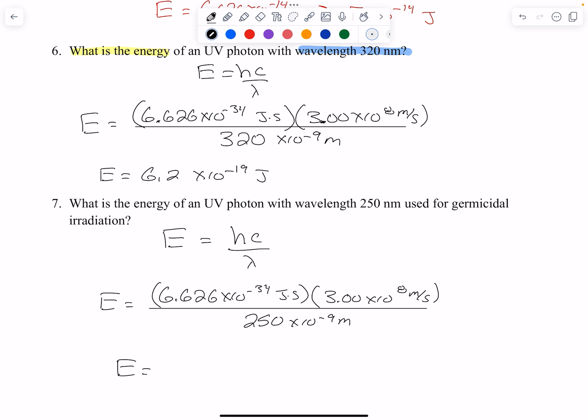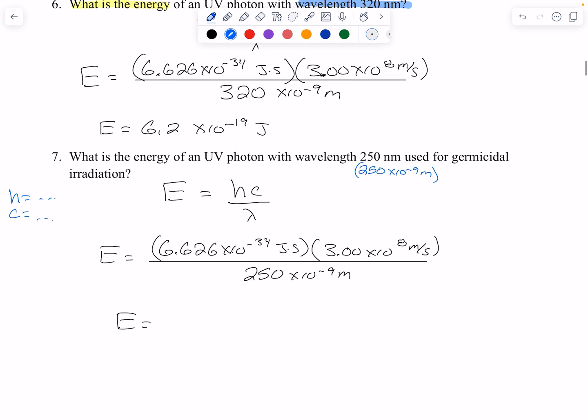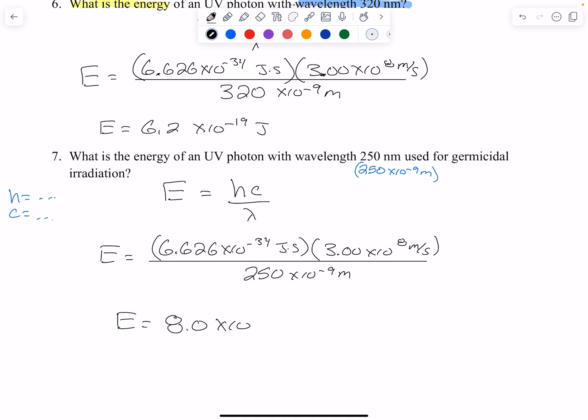And one thing, if you need to write h equals and c equals and put those numbers in, feel free, do it. All right, do not get discouraged. You do not have to go ridiculously fast. You've got to go with some pace, but not ridiculously fast with these things. So this energy I got 8.0 times 10 to negative 19 joules.